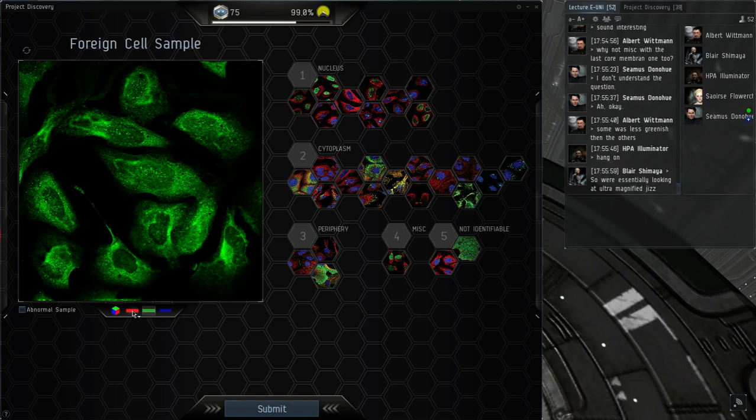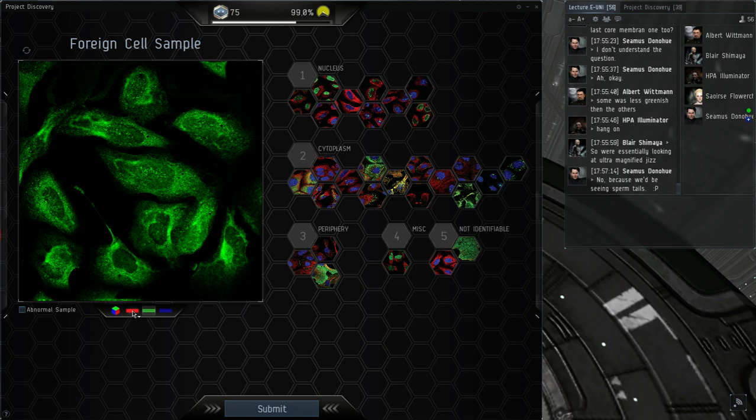And then I see Blair is saying that we're essentially looking at ultra-magnified GIS, and I have no idea what GIS means.